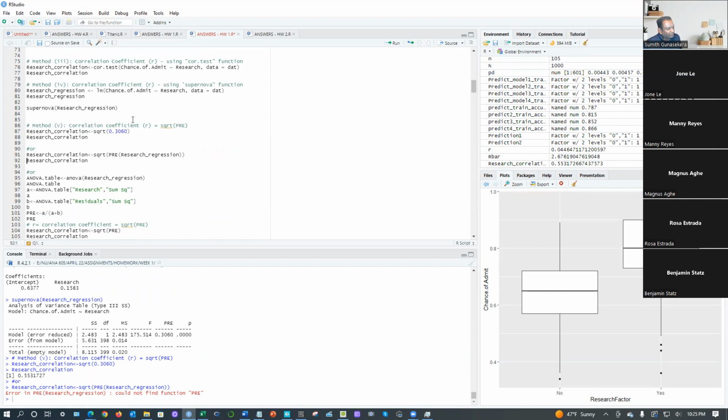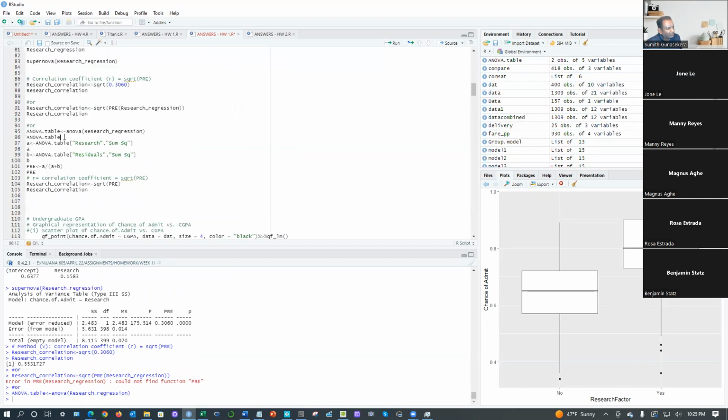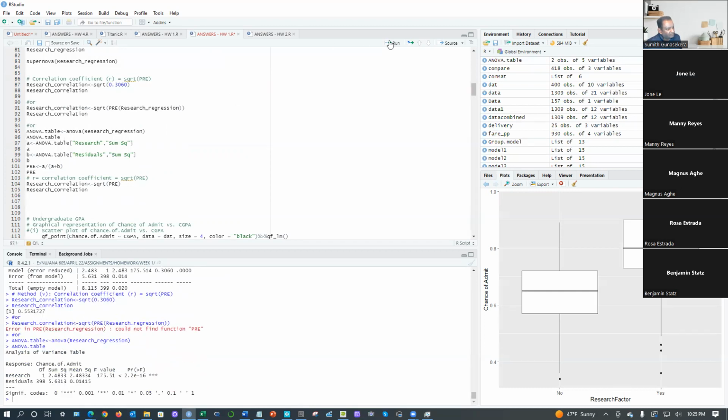So this one, correlation coefficient using ANOVA, they should come under the same method. Correlation coefficient means this one or this one, or you go ahead and run the ANOVA. In the ANOVA table, you go ahead and get the what? PRE. You know how to get the PRE.